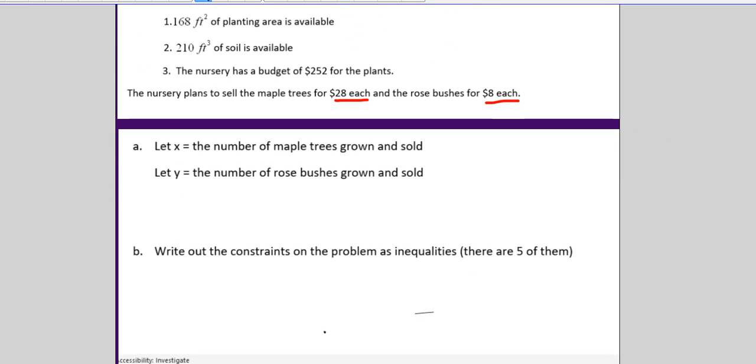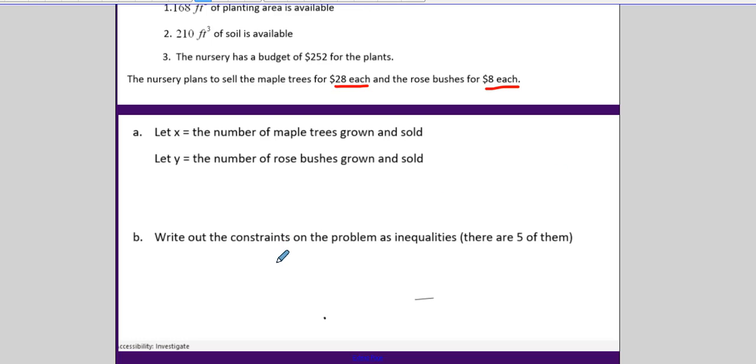So we're going to use X and Y as our variables. Let X equal the number of maple trees grown and sold. Let Y equal the number of rose bushes grown and sold. Now we're going to write out our constraint inequalities. There are going to be 5 of them. The first is that we cannot have a negative number of maple trees or rose bushes. So we can state X is greater than or equal to 0 and Y is greater than or equal to 0.